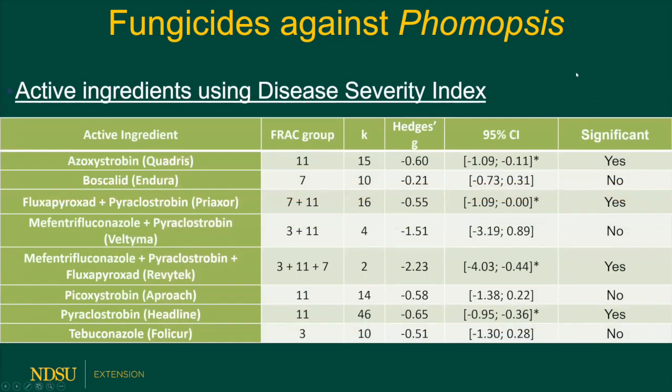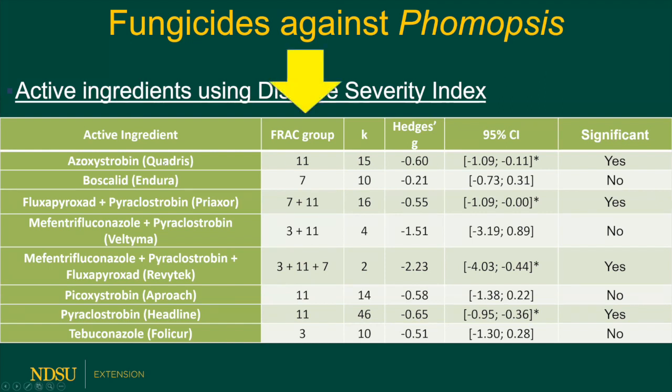The second part of this is we wanted to look at active ingredients. So are there any chemicals here or chemical combinations that are labeled, and we assessed a bunch of different FRAC groups that can make a difference in Phomopsis control. So here in this column, you're looking at active ingredient, and I left both the scientific and the trade names of these products in here, partly because some of them are generics or have generics like tebuconazole at the bottom. And so we're comparing things that are primarily labeled on sunflower, so Quadris, Endura, Praxor, Veltima, Revitec, Approach, Headline, Folacure in this. Now the FRAC group, which makes a difference since the mode of action is in this.